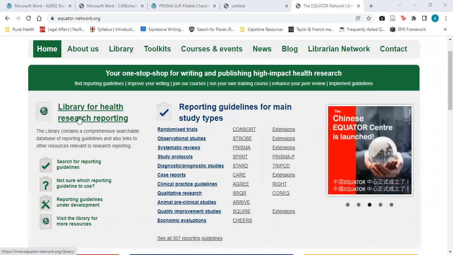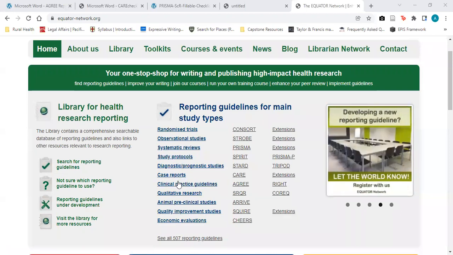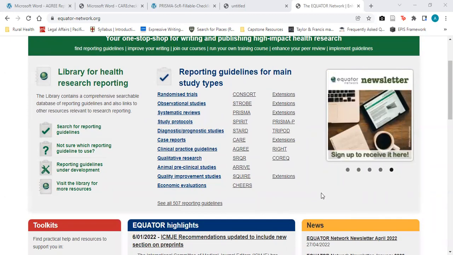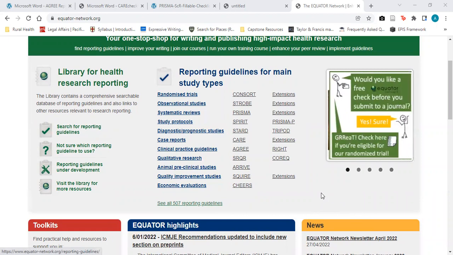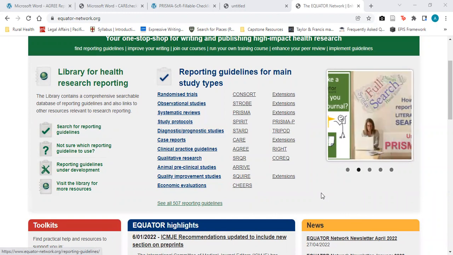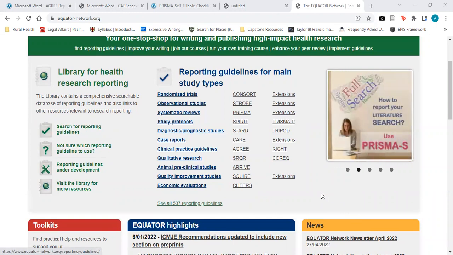So this is the home page that you're seeing, and you can see here that they have a list of some of the more common study types, randomized trials, observational studies, that sort of thing. You can also see here that there are 507 reporting guidelines. So that's a lot. Some of them are extremely specific to specific disciplines or very specific types of research. Others are a little more general. So certainly there's a very broad list if you wanted to look through that.